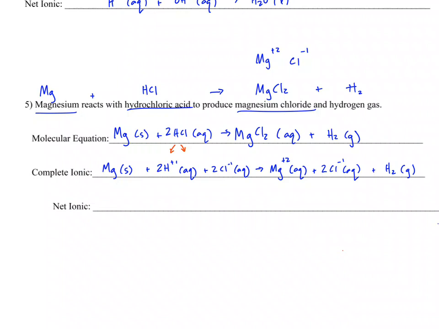Okay, so now we've got to see what's the same on both sides. I've got magnesium here, but this is magnesium as a solid, which isn't the same as Mg +2. This is magnesium as an ion, and this is magnesium in the solid state. They're not the same. Here I've got H+, 2 hydrogens, 2 hydrogens. These aren't the same either. This is a hydrogen ion, and this is hydrogen as a gas, so those are not the same. Here I've got 2 chlorine ions and 2 chlorine ions. Those are the same, so those are my spectator ions.